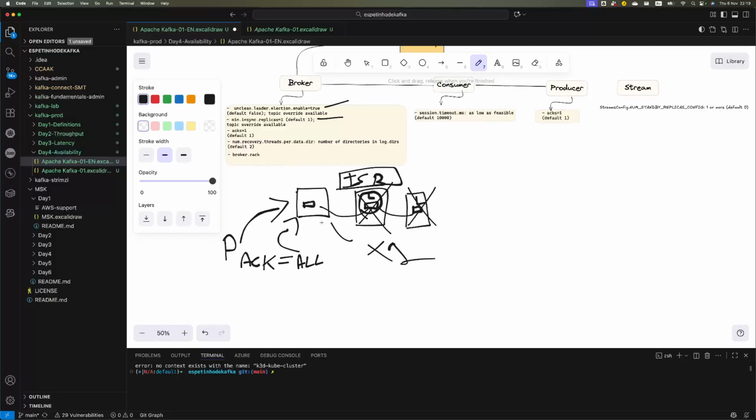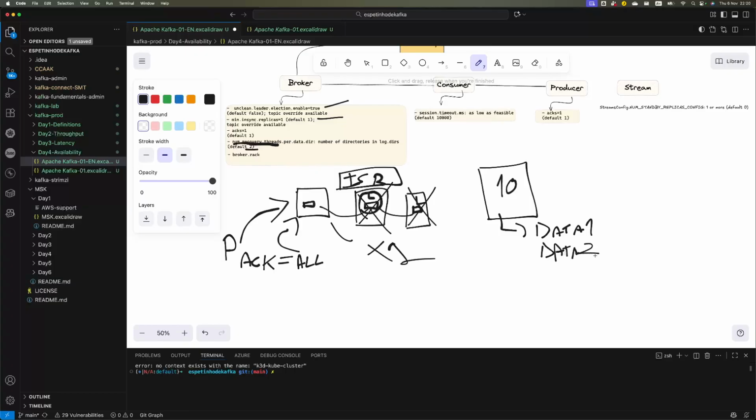Okay, so let's continue. For num.recovery.threads.per.data.dir, the default nowadays is 2. You can tell Kafka, okay, you now have, say, 10 threads per data dir. In log.dirs, it's normal to have data dir 1 and data dir 2.